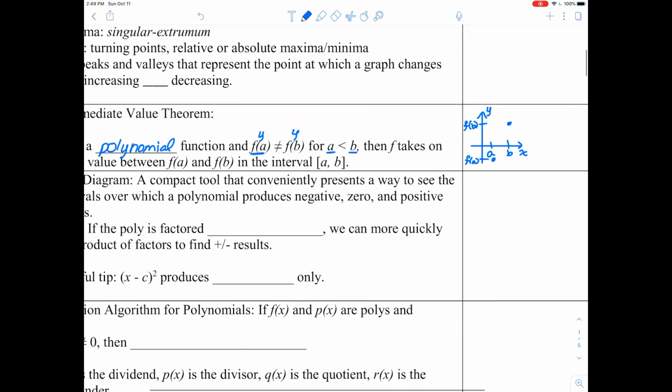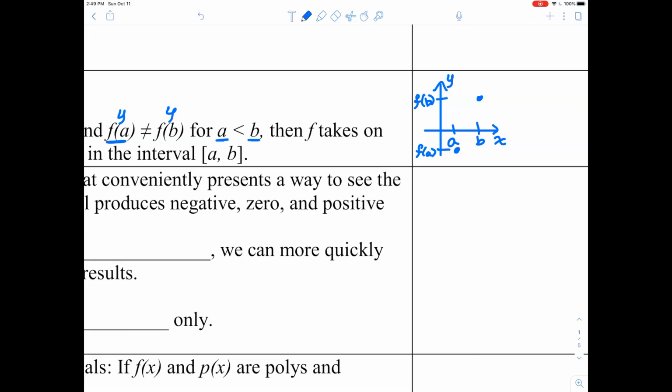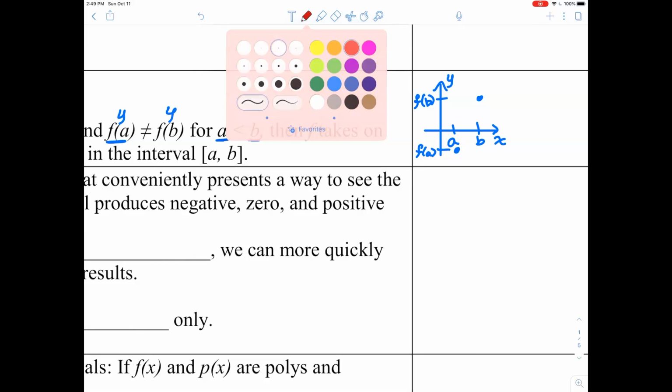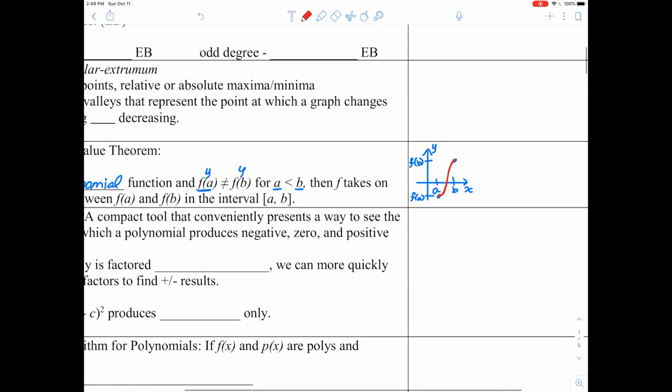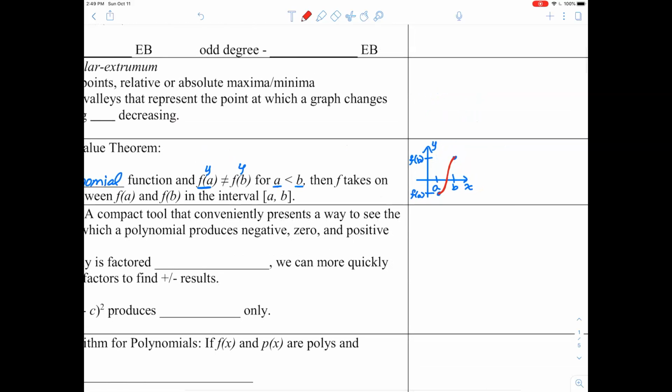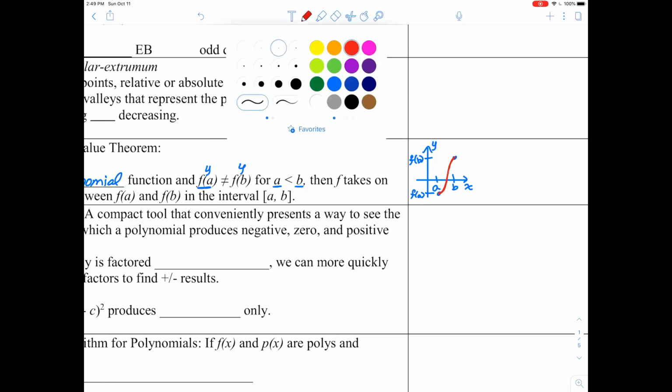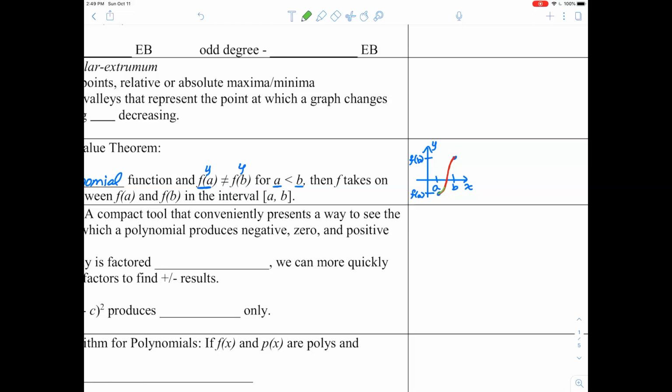Now, since this is a polynomial function, I have to actually connect them with a curve of some sort. So I'm going to go ahead and do that. So maybe it goes something like that. Maybe it goes something like that. So basically what the intermediate value theorem says is that between A and B, I'm going to pick up all of the values along this line right here. I'm going to pick up all these outputs, all of these y's between here.